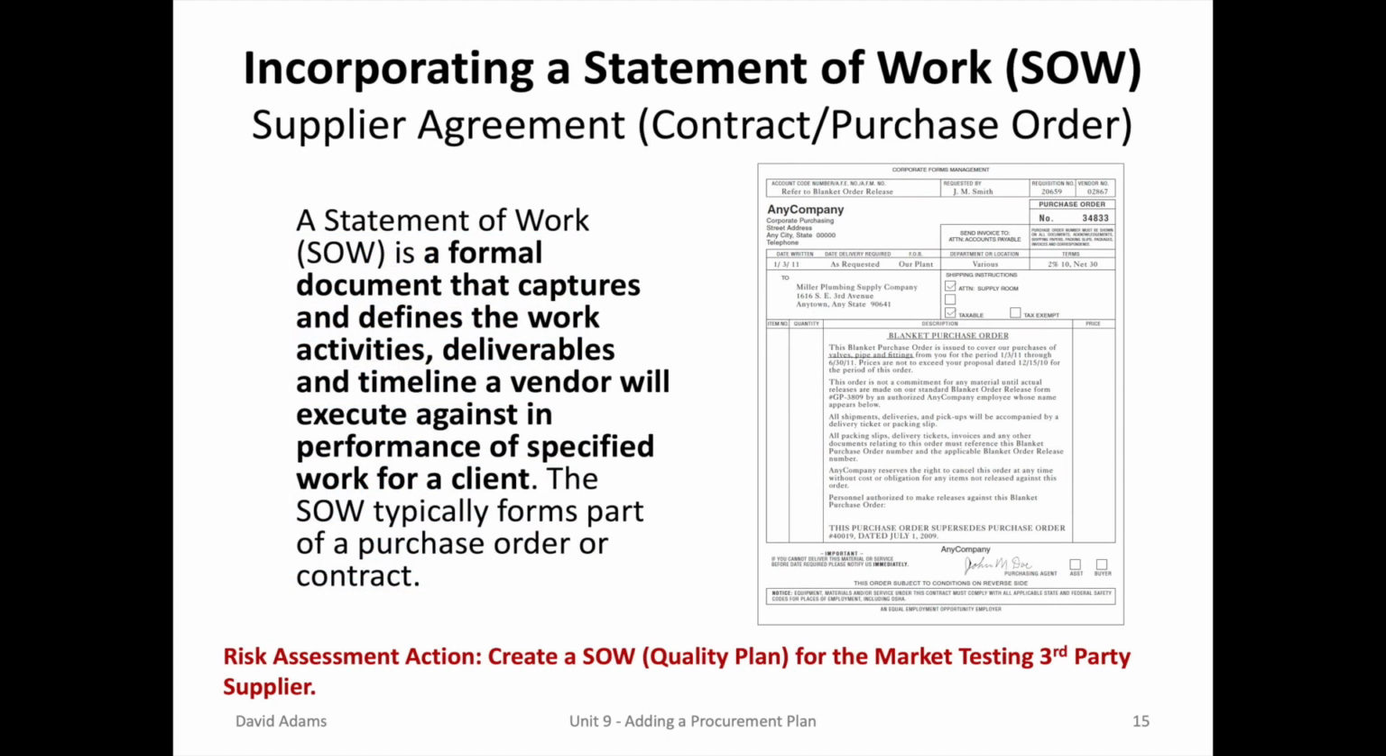If you ever look at a commercial statement of work, it's a very busy document. It captures a lot of information and defines work activities, deliverables, timeline, as well as specific quality requirements. In our case, in our risk assessment, we had to create a statement of work for a market testing for the third-party supplier.